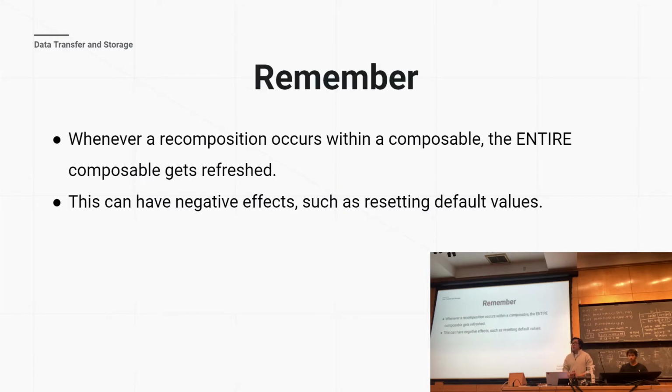Say, for example, you change one of the values. Well, it reloads the entire composable, and this can have negative effects, as it can reset the default values, and this is not something that we want. Maybe, for example, we change one thing, but it reloads something else and changes it back to its default value, which is not something that we want.